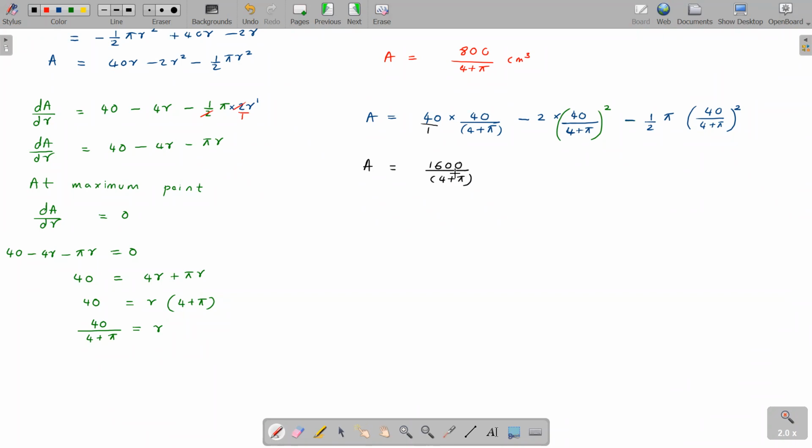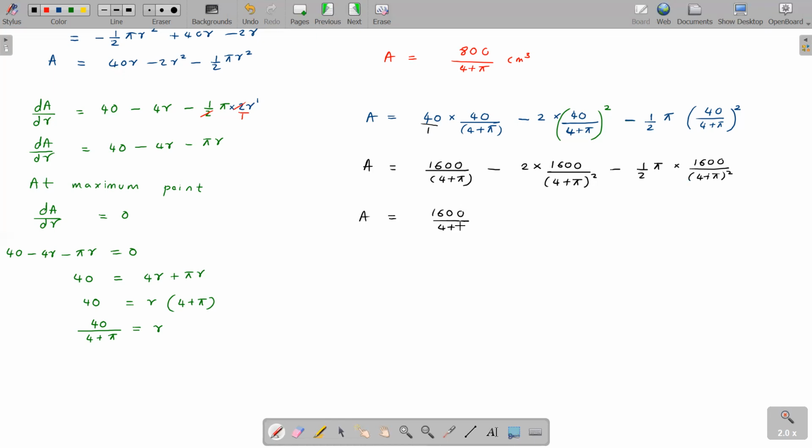Do you agree with me? Look, minus this one is 2 times the square. The square applies to both up and down, right? 40 square is 1600 over 4 plus pi square. Minus half pi times 40 square is again 1600 over 4 plus pi square. Agreed? Let's simplify this a little bit more before I take the common denominator.